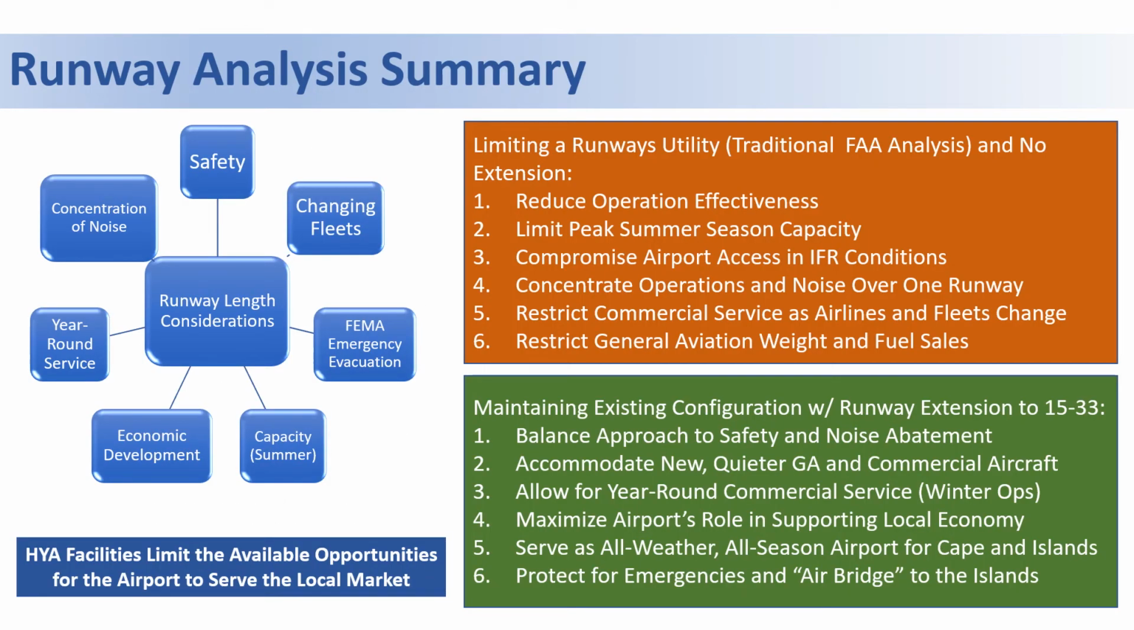So now let's summarize the runway discussion between the two different methodologies we previously talked about. Under the traditional FAA analysis, one of the runway's utility would be limited and there would be no runway extension. This would reduce the operational effectiveness of the airport. It would limit the peak summer season capacity and could potentially even include delays, which would result in additional emissions and noise on the ground at the airport.